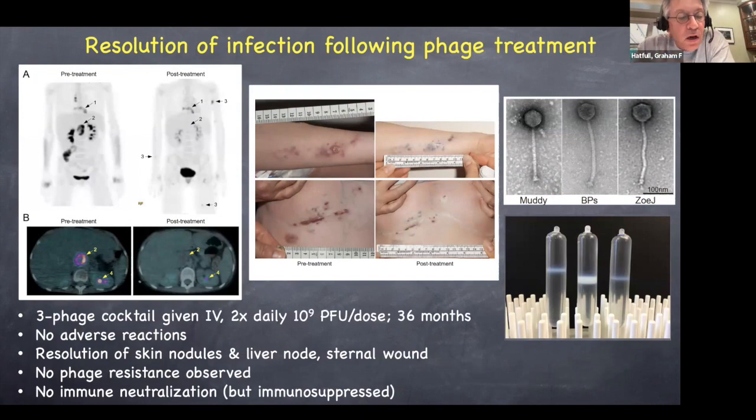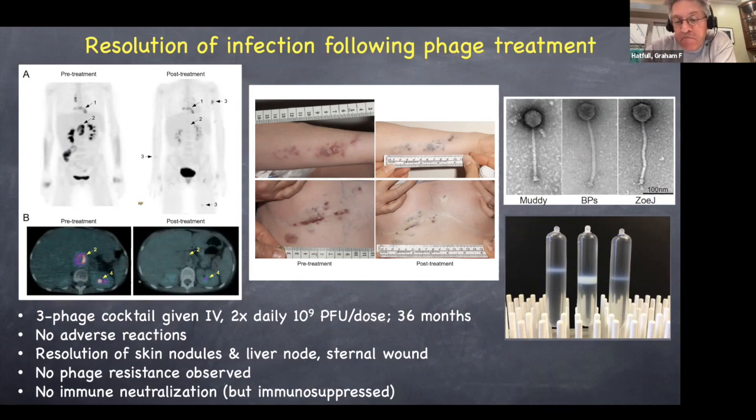The phage is very well tolerated. There's no adverse reactions. And within 4 to 6 weeks, there was clearly good clinical outcomes and benefits. This infected node in the liver, which was very serious, appears to be nicely resolved. The skin nodules, which were pervasive on the limbs, mostly cleared up. And the sternal wound, where the transplant had been done, which had failed to previously heal and to close, was now closing up quite nicely.